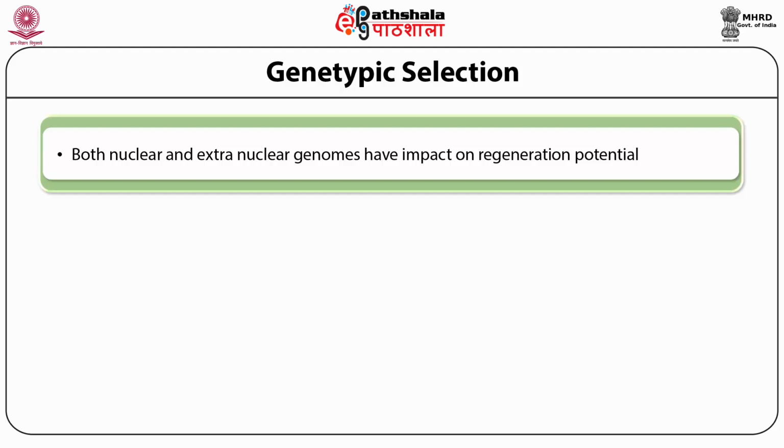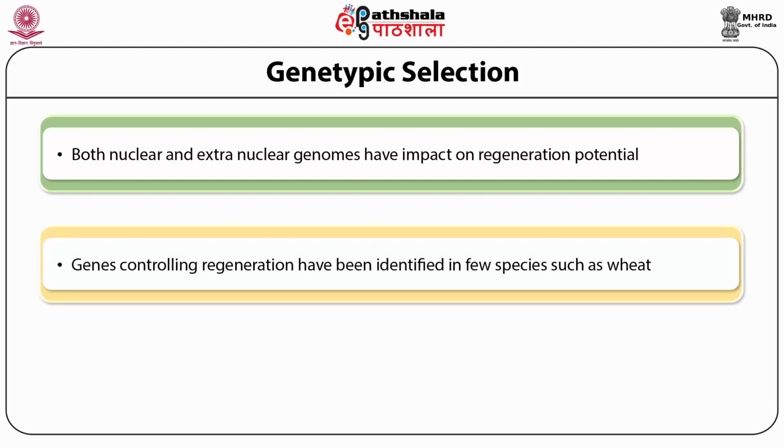It has also been observed that a few genotypes respond and not others, or a few varieties respond and not others. So there are genes which control regeneration. They have been identified in a few species such as wheat. This is extremely important, because in years to come, when we want to bring out improvement, the first step can be to cross species or varieties which have good regeneration potential with those which don't have good regeneration potential.